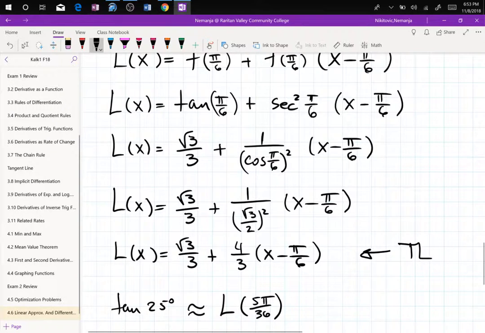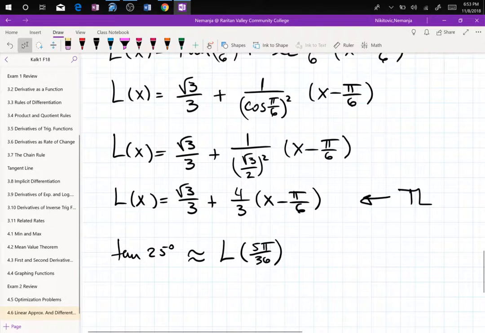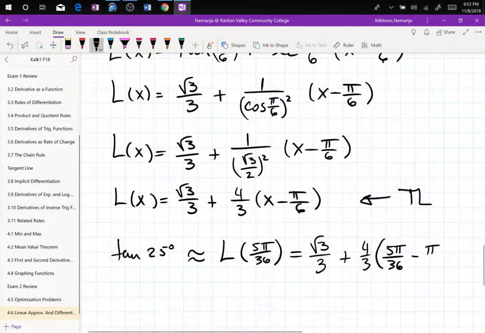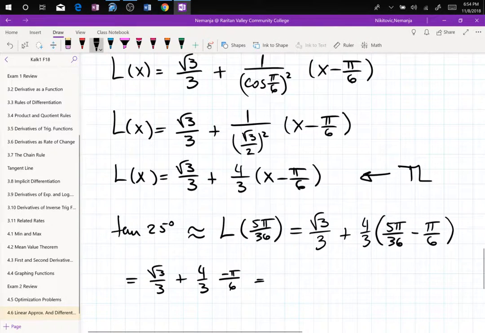I'm not sure if you would label this as easier, but the calculation is about to explode over here, but it's okay. We have 4 thirds times 5 pi over 36 minus pi over 6, which is square root of 3 over 3 plus 4 thirds times... So this is negative pi over 6 over here. Now common denominator, so 6 root 3 minus 4 pi divided by 6. Oh, hold on. No, this cancels by 2. See, I could have canceled 4 and 6.